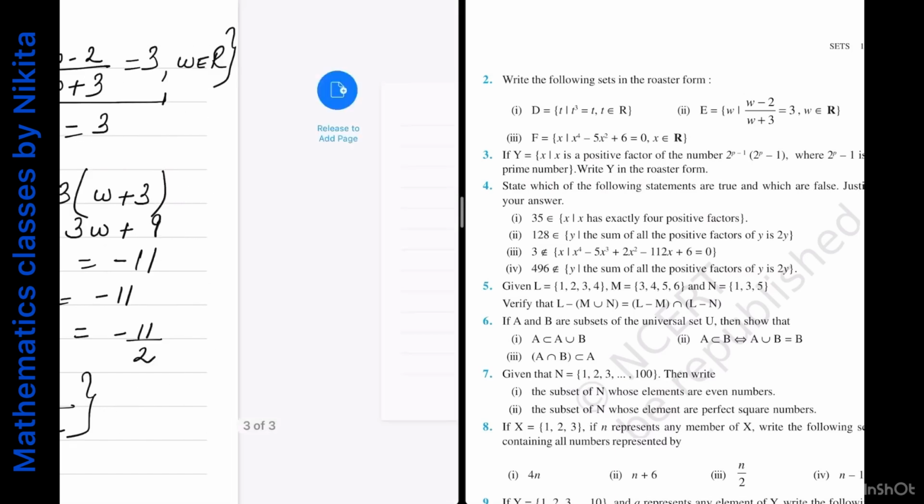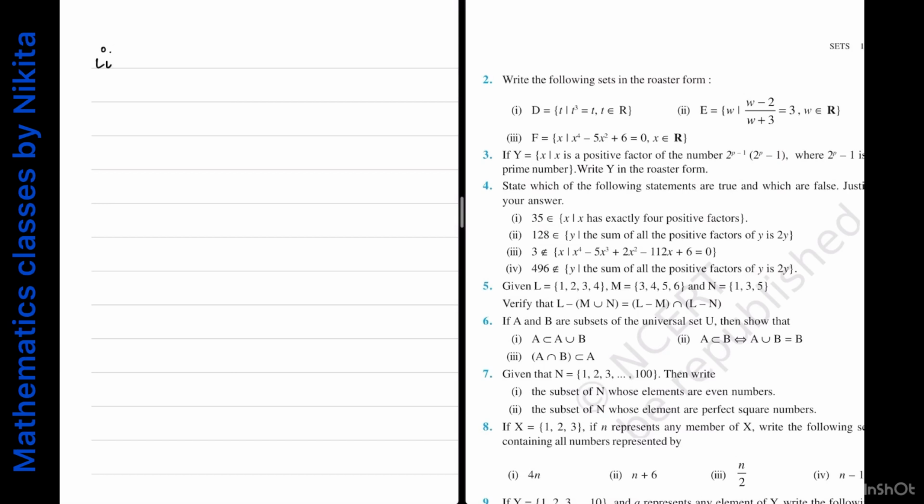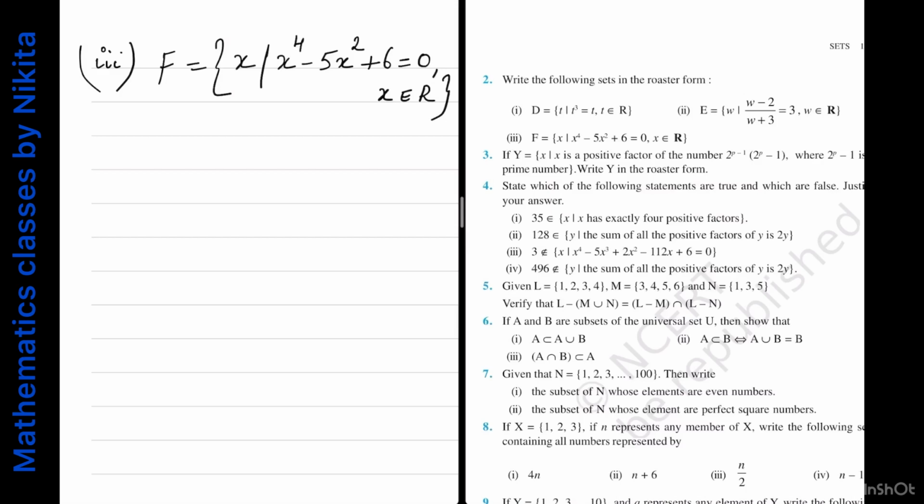Okay, now next in the third part it is given that F is equal to all those x such that x to the power 4 minus 5x square plus 6 is equal to 0 and x is a real number. So you have to find the real solutions of this equation. So consider the equation. Now you can see that the highest power of x is 4, so it will have four solutions. So this is equal to 0.